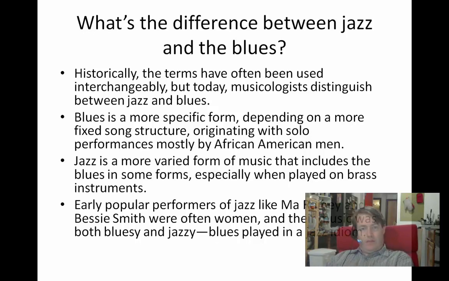Jazz absorbed that like it has absorbed so many other things. So jazz is a more varied musical form than blues that includes the blues, especially when played on brass instruments. Early popular performers of jazz include Ma Rainey, whose life we'll be looking at through August Wilson's play Ma Rainey's Black Bottom, coming up soon, and Bessie Smith, who is mentioned in the play, among many others, also Billie Holiday, go on and on. And their music was both bluesy and jazzy. Blues played in a jazz idiom. So some of the first jazz superstars were women, a point reflected in the play we'll be reading in this section's module.